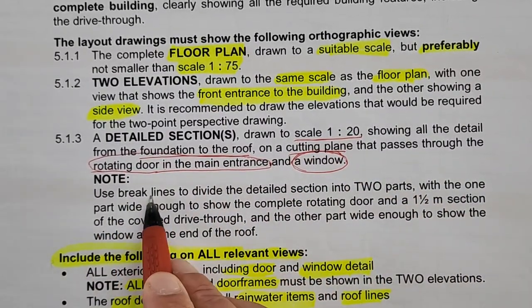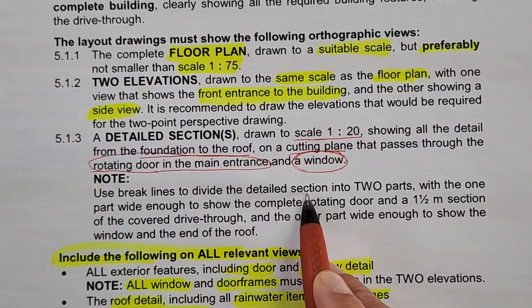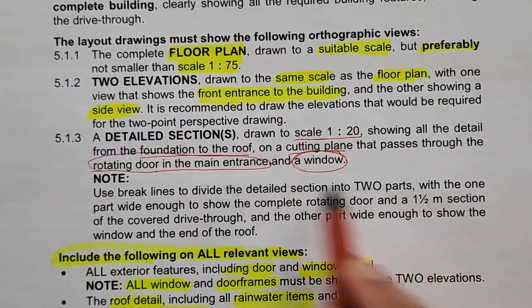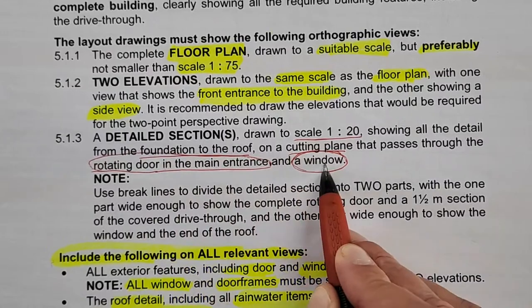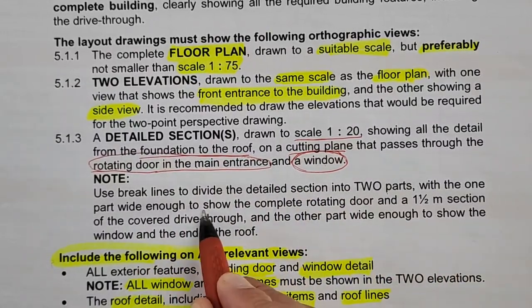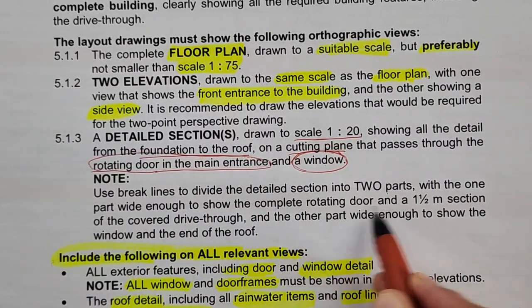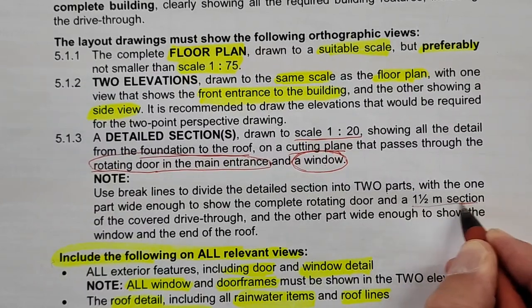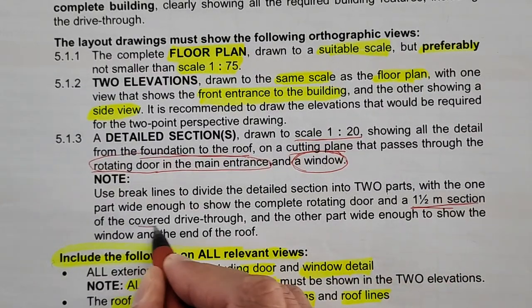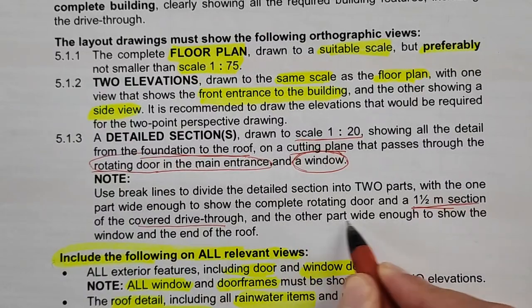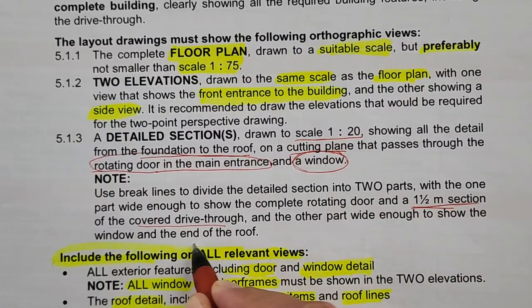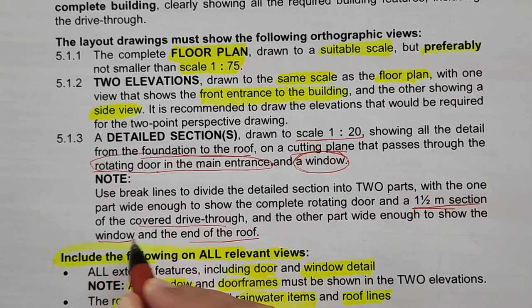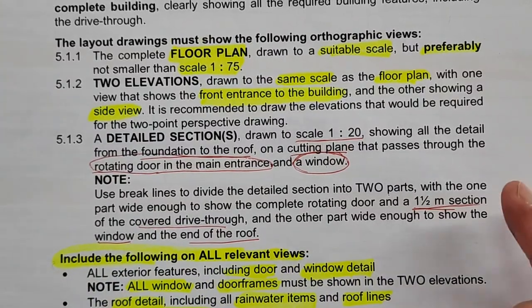Note, you have to use break lines to divide the detailed section into two parts. Of course, the two parts being the rotating door and the window, with one part wide enough to show the complete rotating door and 1.5 meter section of the covered drive-through, and the other part wide enough to show the window and the end of the roof. So two sections that you have to draw here.